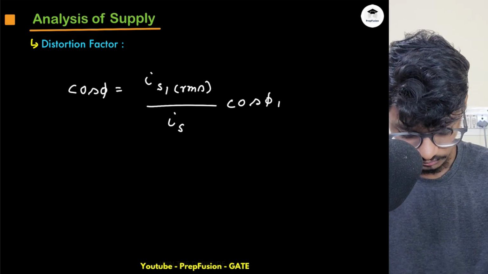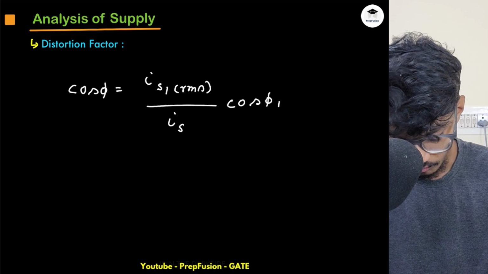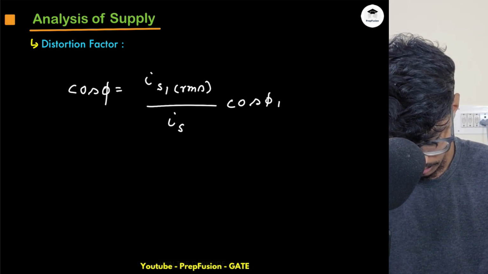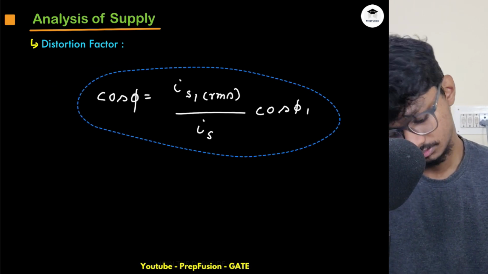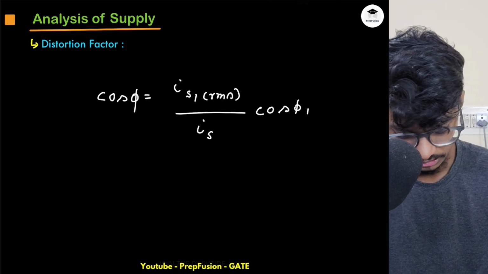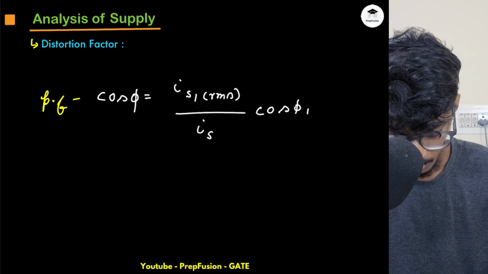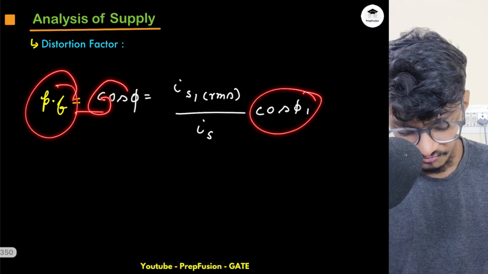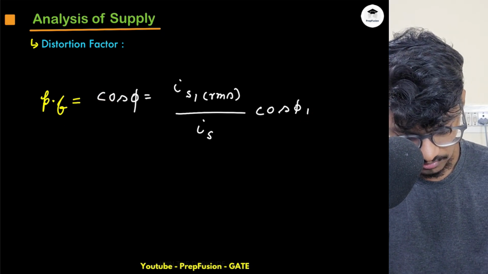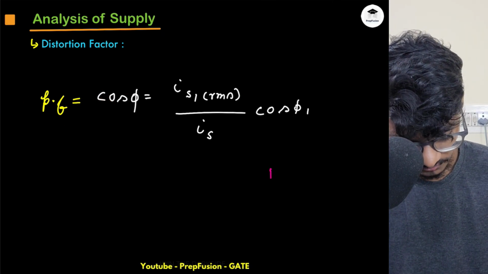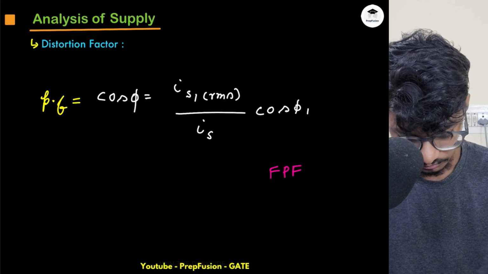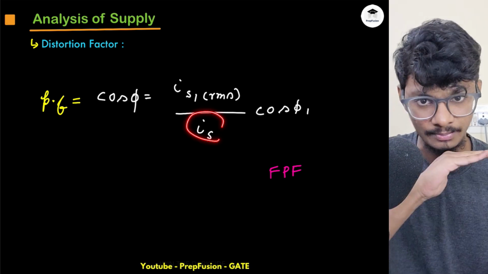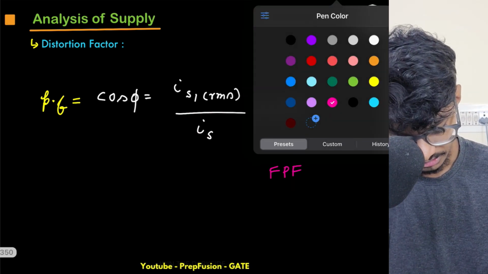Now here, what is this component? This is our power factor. Power factor is cos phi. And this is the fundamental power factor. Now this term needs a name. Basically, this is the ratio with the total supply current, IS RMS, I need to write.